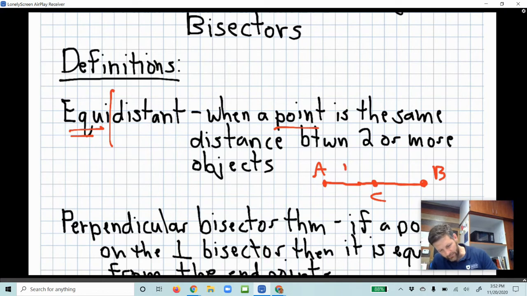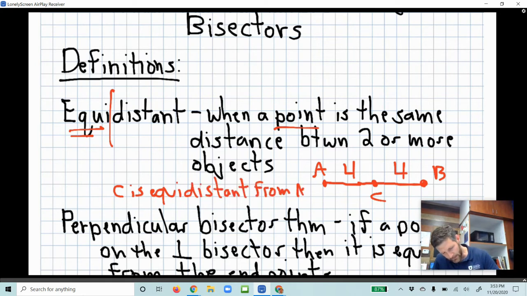And so you can see you've got 4 units here and 4 units there. So that means point C is equidistant from A and B. Okay, so it just means it's the same distance between. When we say equidistance, equal distance.